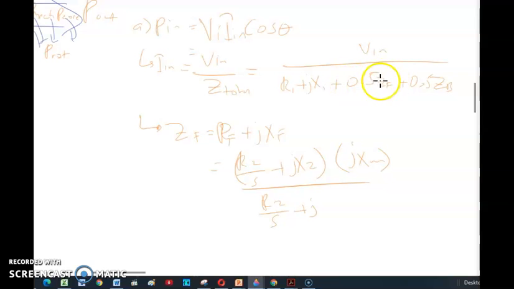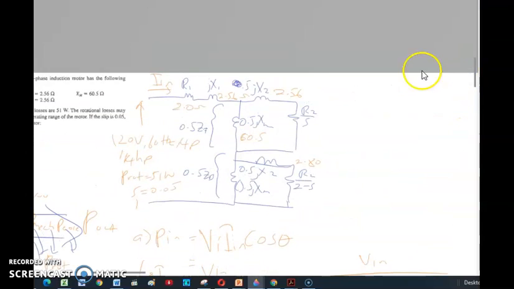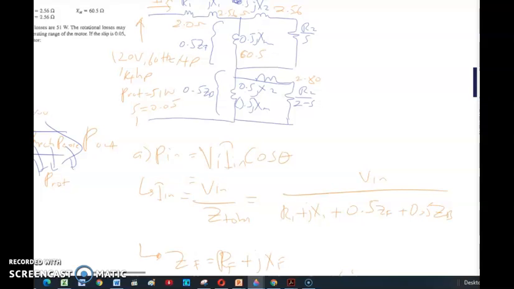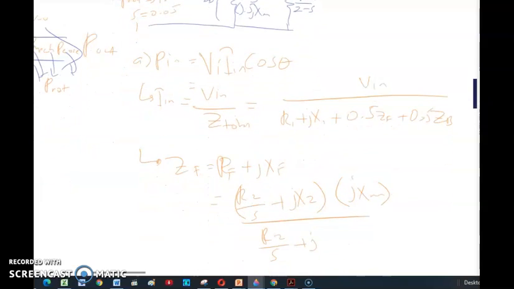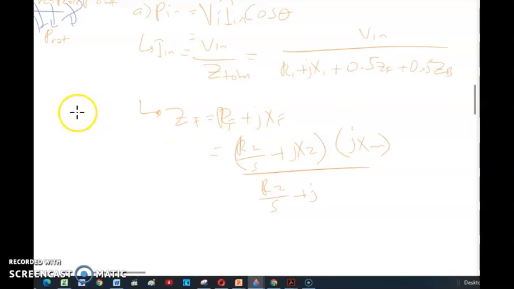But we have to calculate again what is the Z forward and Z backward. So Z forward is equal to the impedance RF plus JXF. Z forward here is the combination, in parallel, of R2 over S with JX2 and the 0.5 of JXM, and so we shall have the Z forward, which is RF plus JXF.